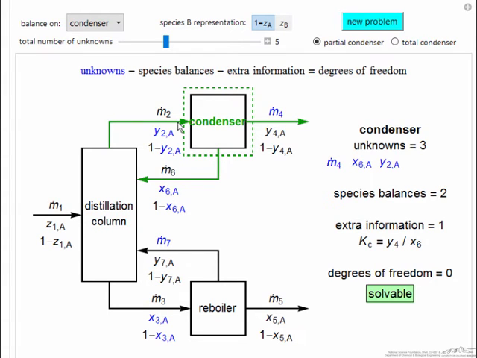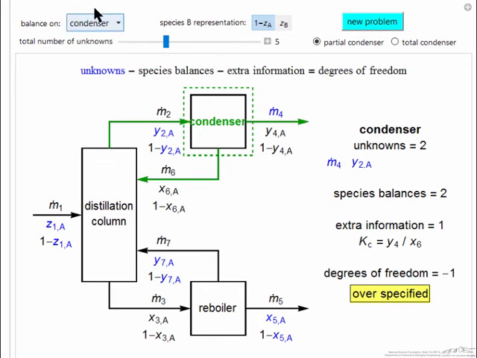Now, if I select a new problem, what this does is create different unknowns. Now the unknowns are the inlet flow rate and the outlet flow rate. These mole fractions are known. Again, this happens to be a solvable case. Now, another new problem, it's overspecified. We have three equations, only two unknowns, so it's overspecified.